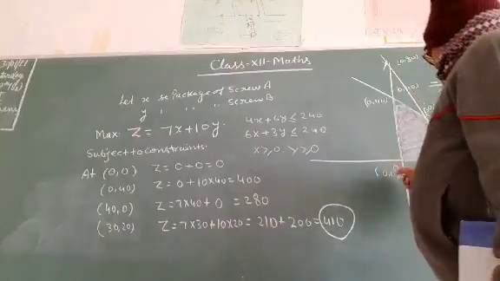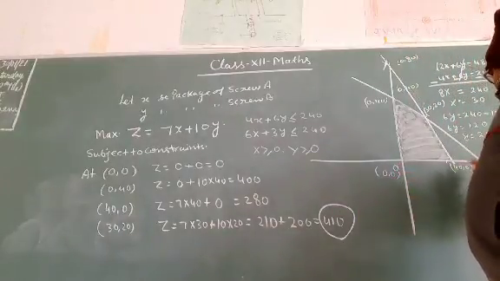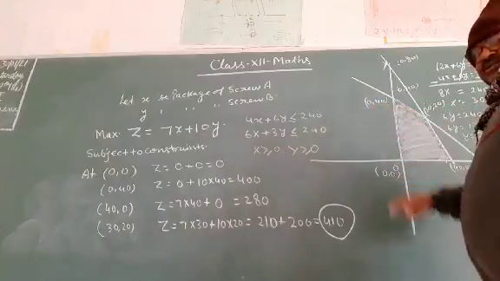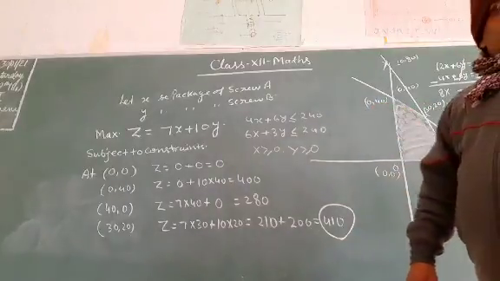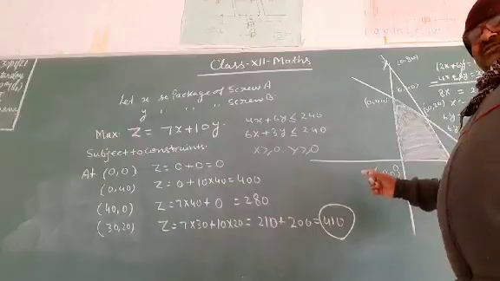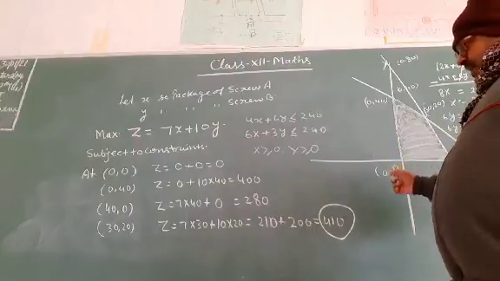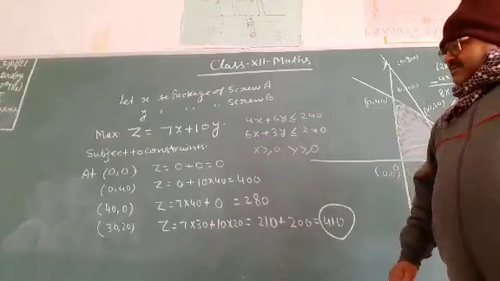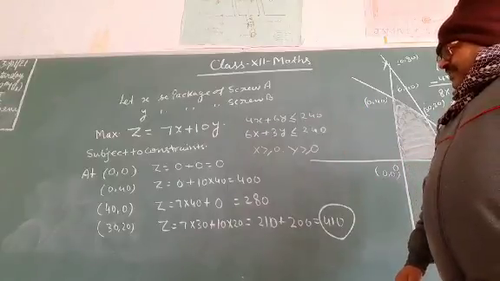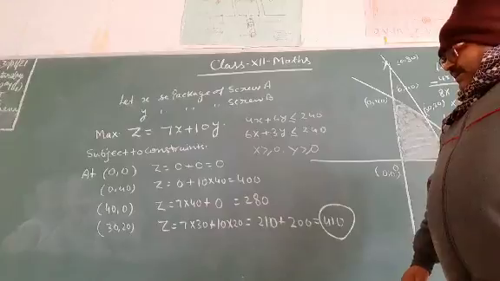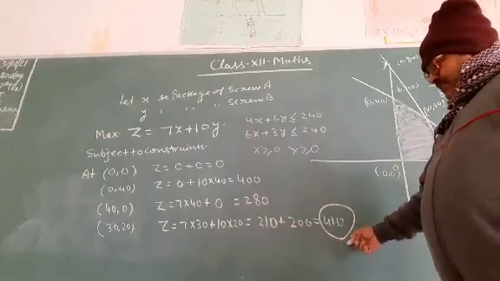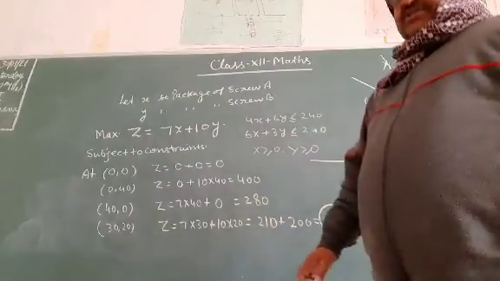So 0, 0, 40, 0, 30, 20 and 0, 40 are the four corner points of this feasible region. Then we substitute the corner points in the maximized z equal to 7x plus 10y and we get the maximum value at the point 30, 20. Clear?